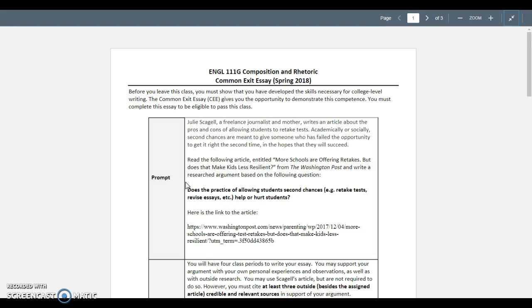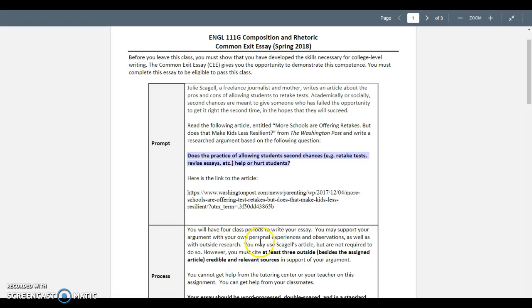So what you're supposed to do is read the article. The link is provided in the instruction sheet. And then you are supposed to answer this question: does the practice of allowing students second chances, for example, retaking tests, revising essays, help or hurt the students? So in a college level essay, after you've read the article, you're supposed to write an argumentative essay in response to this prompt.